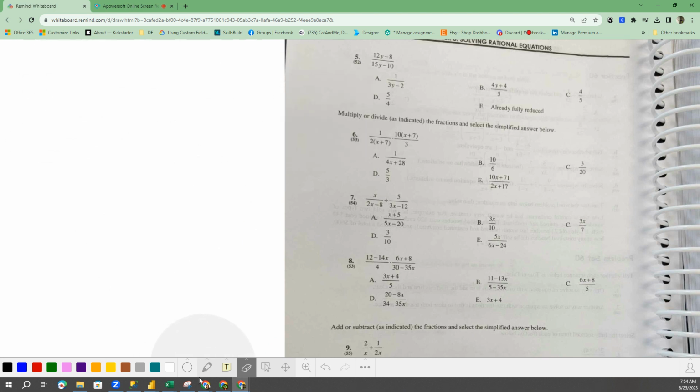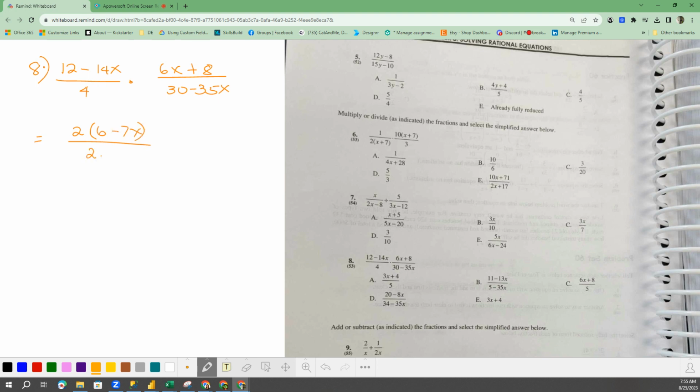Okay, moving on to number 8. All right, so you have again a multiplication, two numerators, two denominators. Get ready for a lot of factoring here. They look like relatively bigger numbers. Over 30 minus 35x. Okay, the top one, you have 12 and 14, so the common factor would be 2. So let's factor out the 2. So you will have 6 minus 7x.